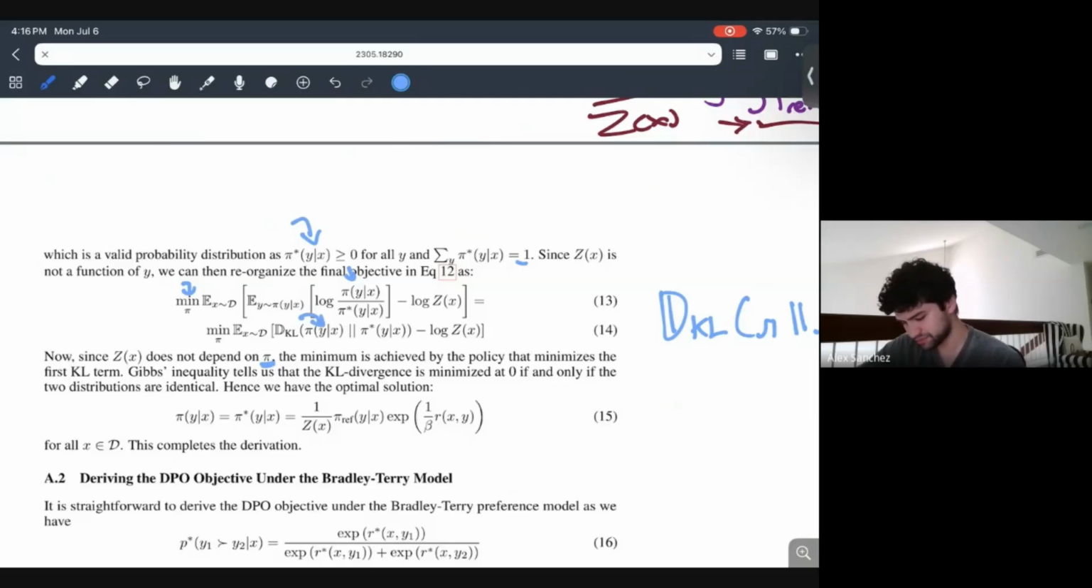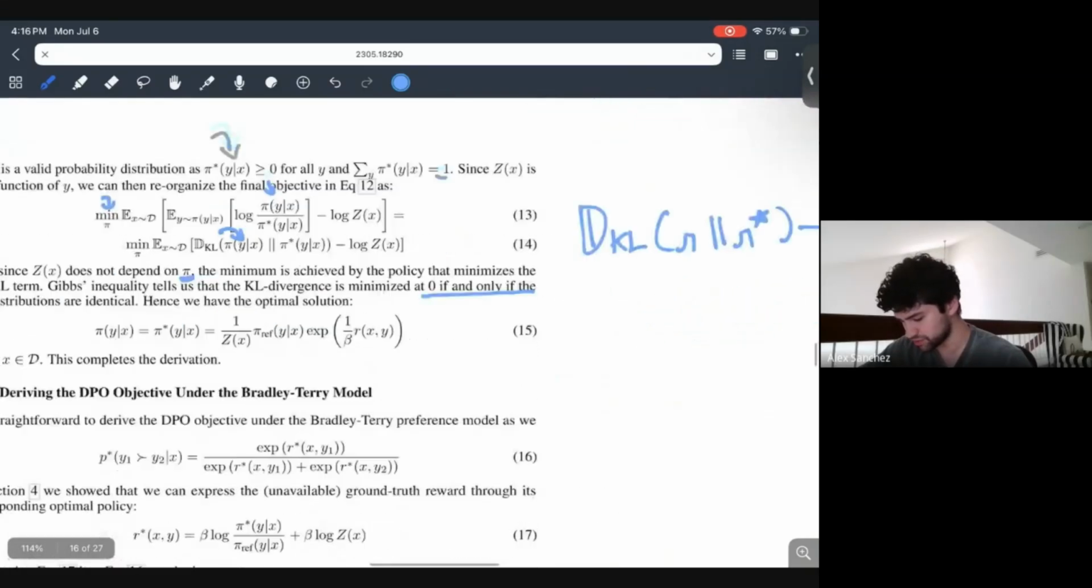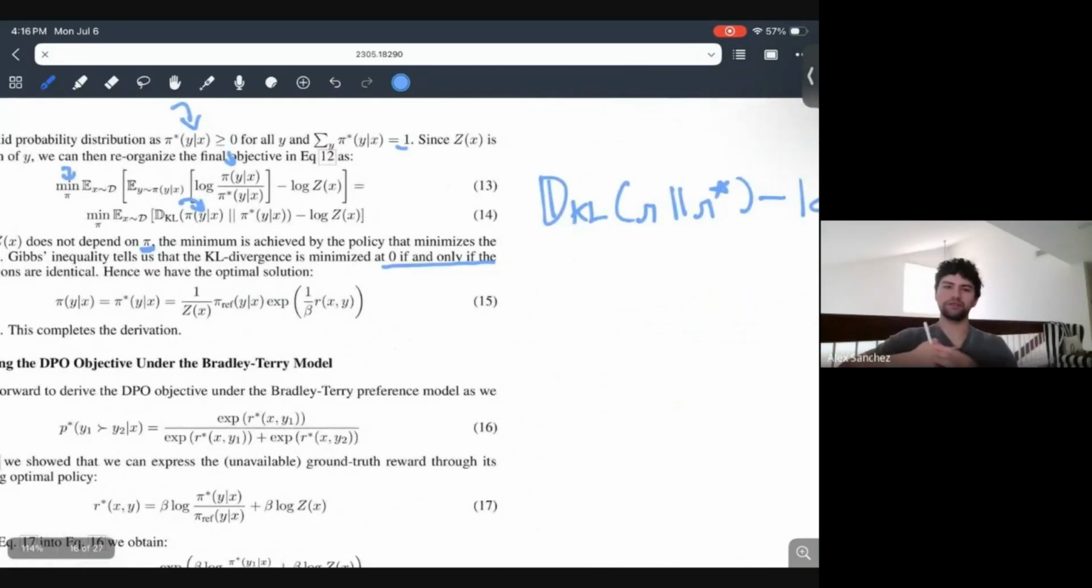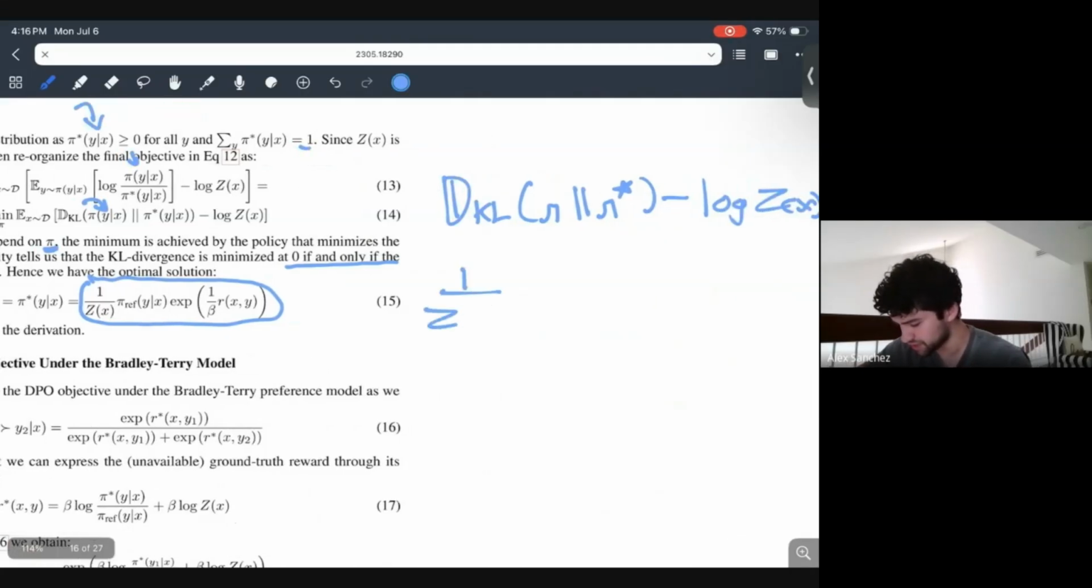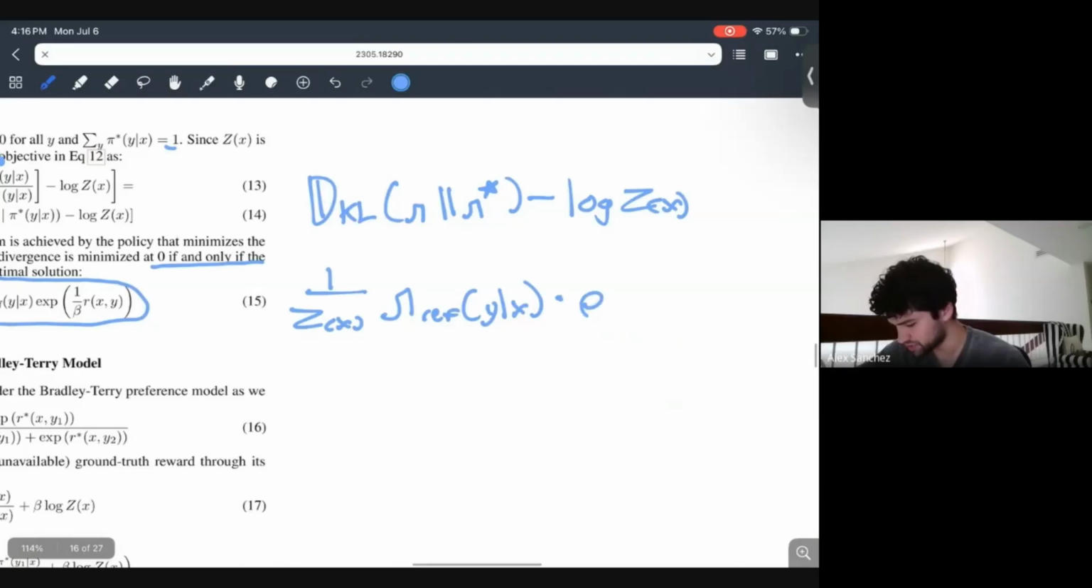And then the KL divergence reaches 0 if the two distributions are identical. And so the optimal solution, the optimal policy, basically the best policy we can get, is equivalent to this. This is the derivation. That is what we talked about, right? The 1 over z of x, the reference policy, times the exponent of 1 over beta r of x and y.